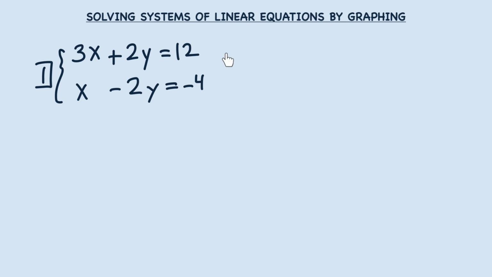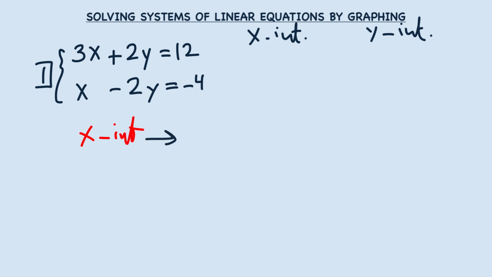And of course, the first step of solving this type of question, guys, is to plot the graph of each equation by using the intercept method. So we have to find the x-intercept and we have to find the y-intercept. Let us first start with the x-intercept. At the x-intercept we have y equals 0.